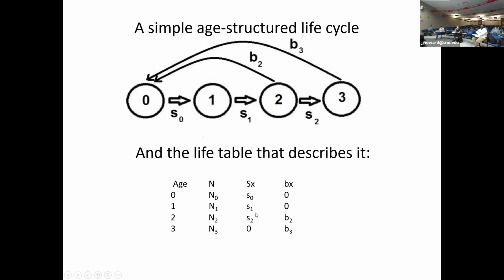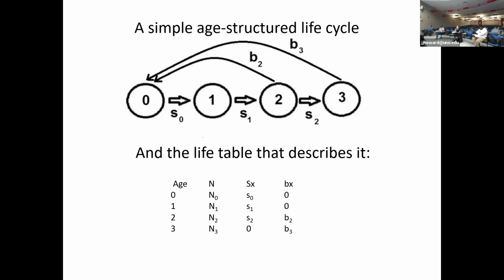So even though the survival rate of 3-year-olds to 4 is 0, they reproduce at the beginning of that interval, right? So that's what the life table looks like for this simple age-structured life cycle. And notice that there's only 2 things that can happen to an individual. That individual could survive at a rate of S_x, or it will die at a rate of M_x. And if you don't survive, you die. Well, that's great. That's how we think of us.